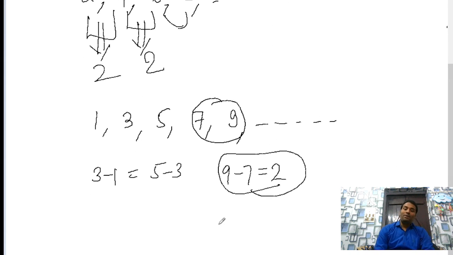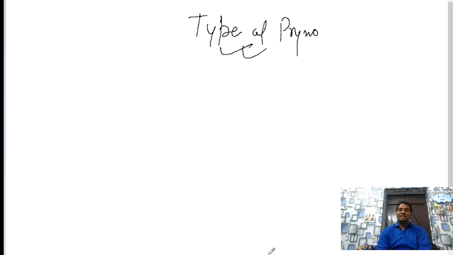Now let me discuss the types of progression. There are two types of progression.